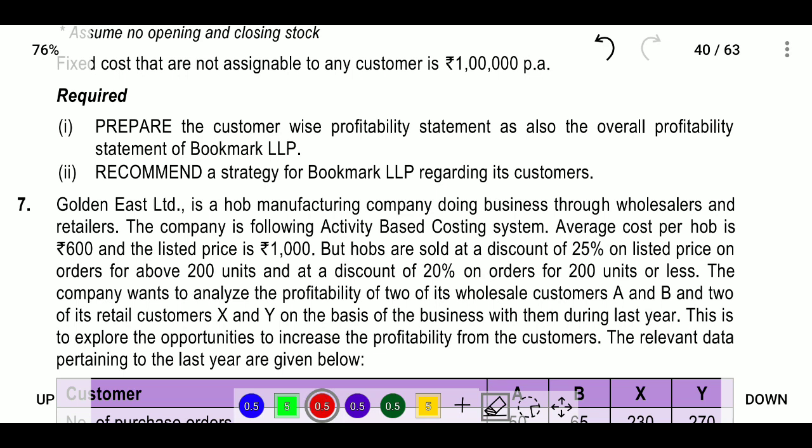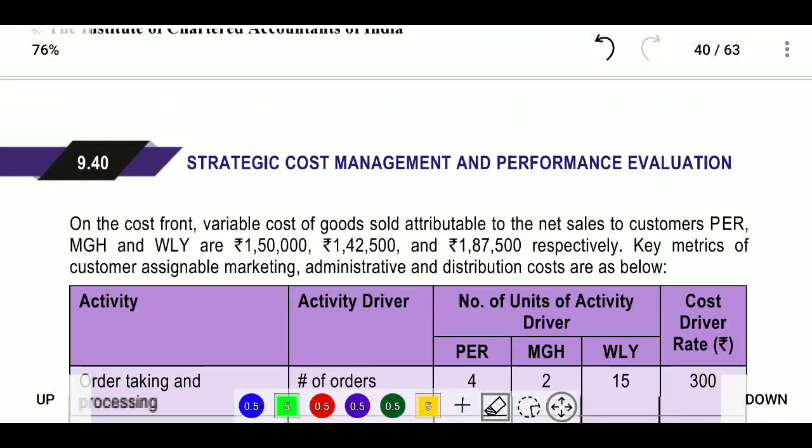Prepare the customer wise profitability statement, and also the overall profitability statement of Bookmark LLP. Next, recommend the strategy. What are the strategies required? Next, we will see the question.